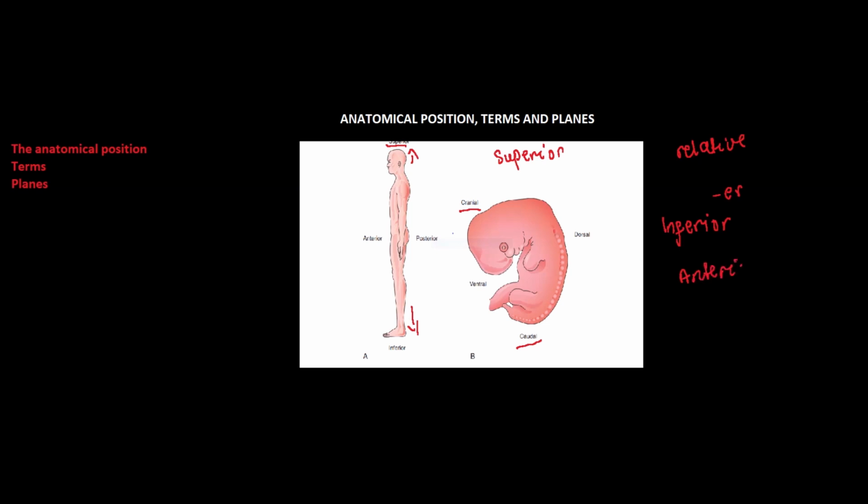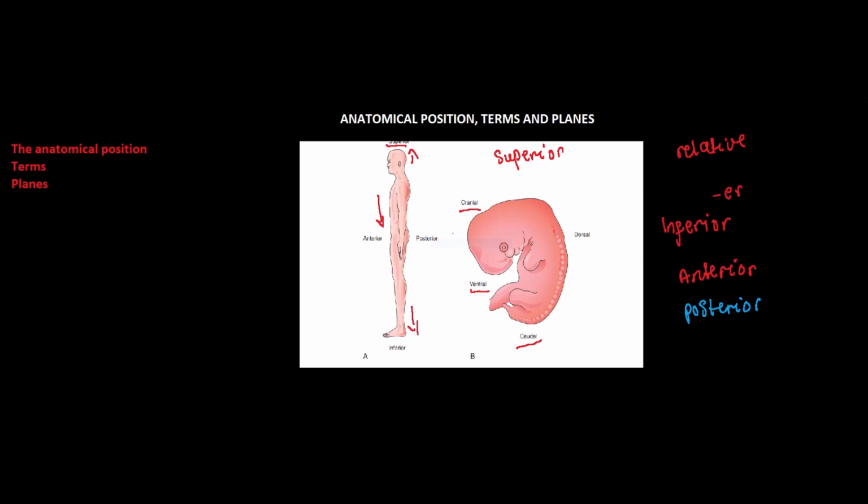The next term we'd be considering is anterior. Now, anterior means closer to the front of the body. So this is an anterior view, and this is closer to the front of the body. Structures that are closer to the front of the body are referred to as anterior. And in an embryo, the word for anterior is ventral, and ventral means towards the abdomen.